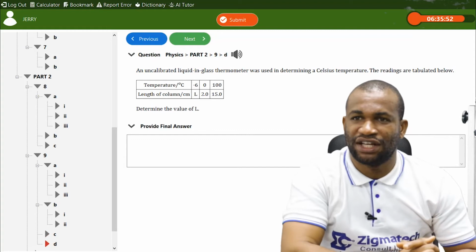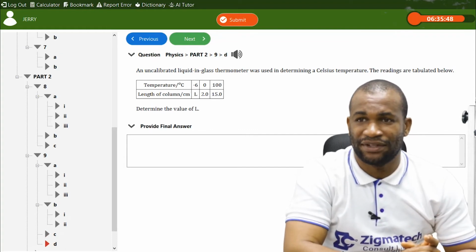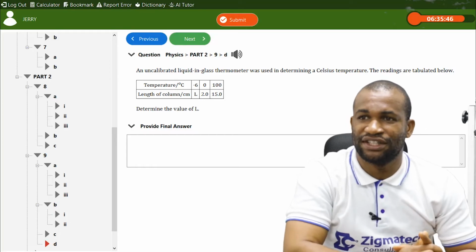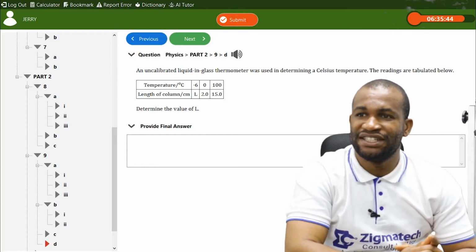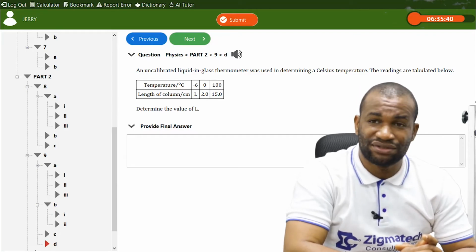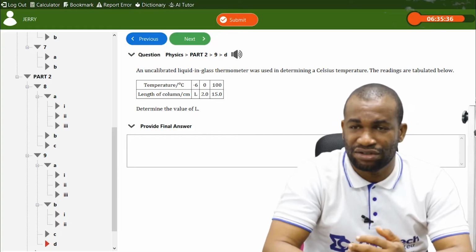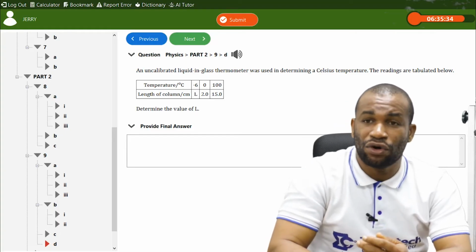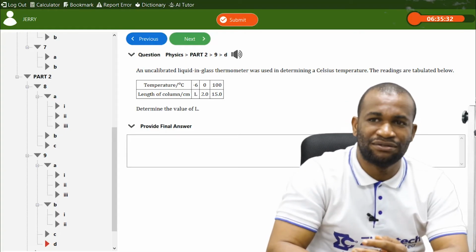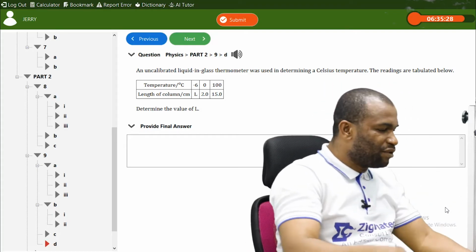We have a question here: an uncalibrated liquid in glass thermometer was used in determining a Celsius temperature. The readings are tabulated below. Temperature in degrees Celsius is minus 60 and 100, and the length of the column in cm is from L to 2 to 150. Let's find out how we are going to solve this.